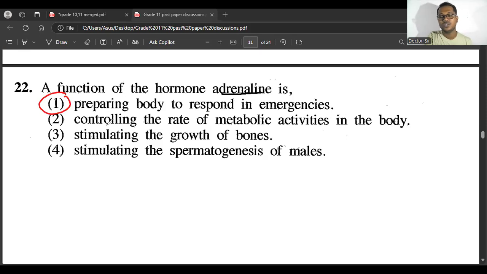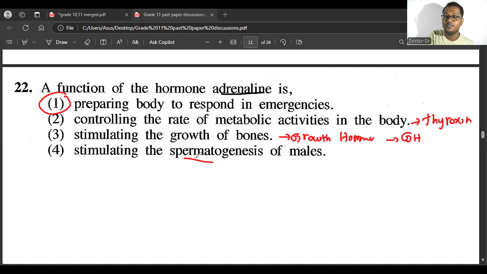What about the other hormones? Controlling the rate of metabolic activity is done by thyroxine, the thyroid hormone, so neither. Stimulating the growth of bone is due to growth hormone, simply GH, so neither. Stimulating spermatogenesis, that means sperm production in the male, is controlled by testosterone. So adrenaline function is number one.